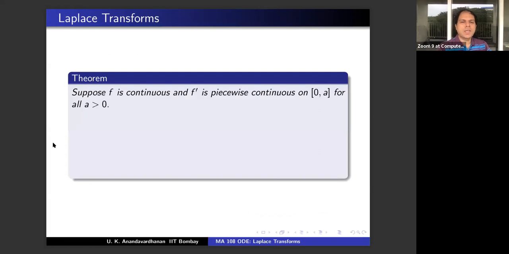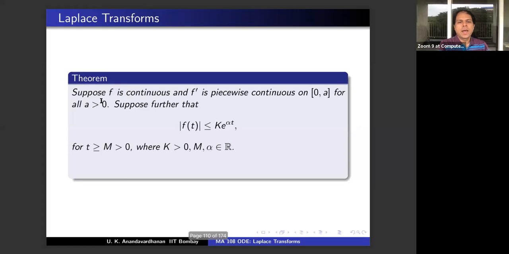Suppose f is continuous and f prime is piecewise continuous. I'm assuming continuity of f, and of course this goes without saying, because if I have to take f prime, then f is differentiable. And f prime is piecewise continuous on 0 to a for all a positive. That condition I am assuming. And suppose further that f is of exponential order alpha. Because I have used a here, I am changing my a to alpha. Then L of f prime exists for s bigger than alpha.